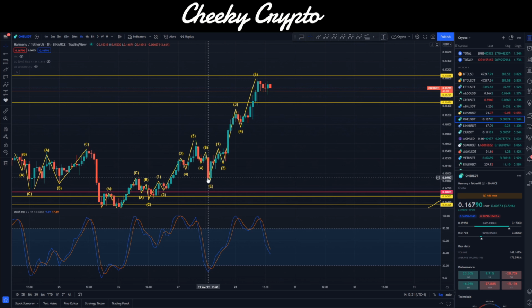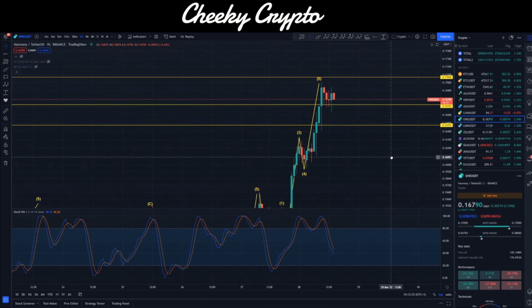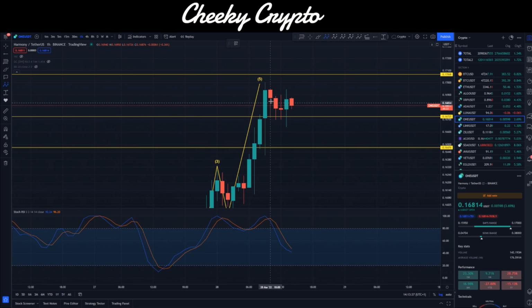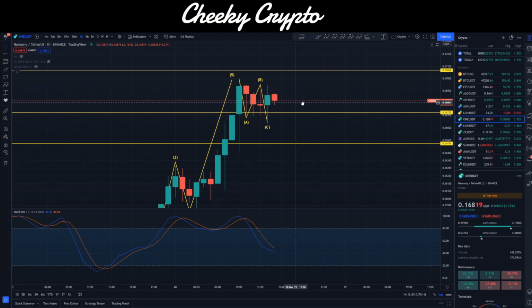Again, there are lots of different ways to count it, but I think I've got this near enough where I need it. So we're going to come down here and see that we have an A, a B, and a C wave. That looks to be complete, and there we are looking for rallying up a little bit. Now, I do expect a little bit more turbulence here, I guess that's a good word for it.